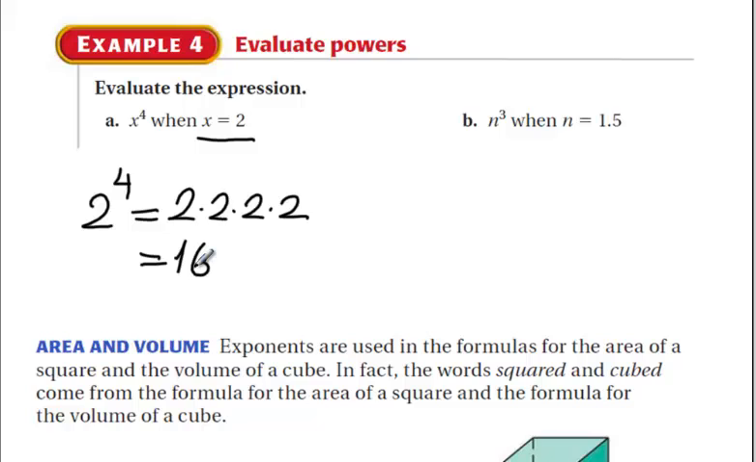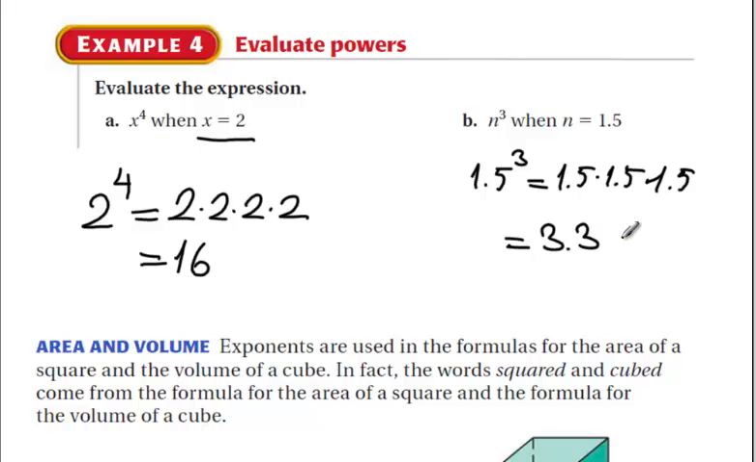In the next example, we have n cubed, which means we have to multiply the value of n 3 times. So 1.5 to the 3rd power, or cube. So 1.5 times 1.5 times 1.5. Then we should use a calculator for this, or you can just use paper and pencil, but I'm just writing the answer in here. 3.375 is the product of 1.5 times 1.5 times 1.5.